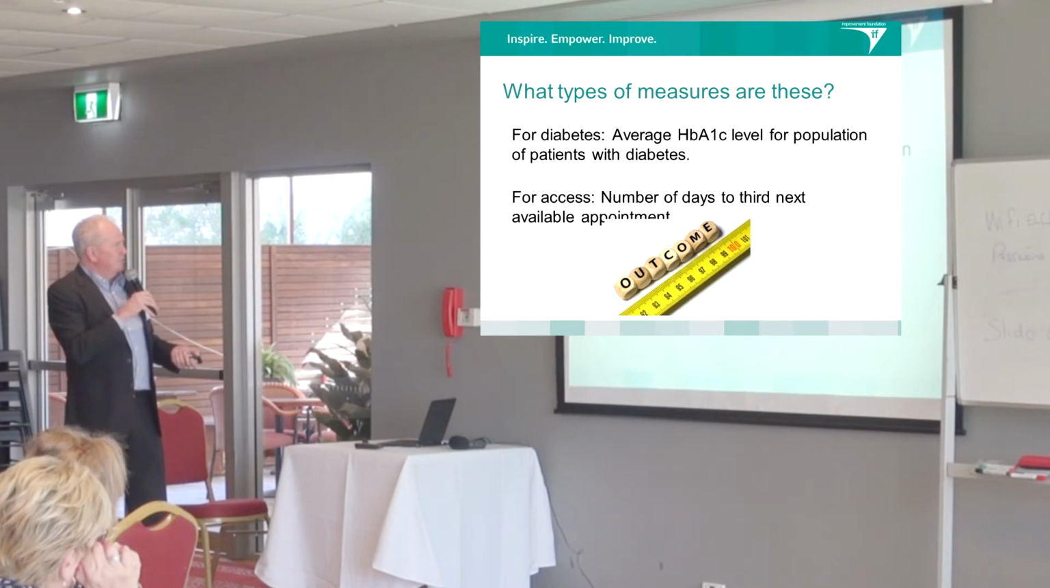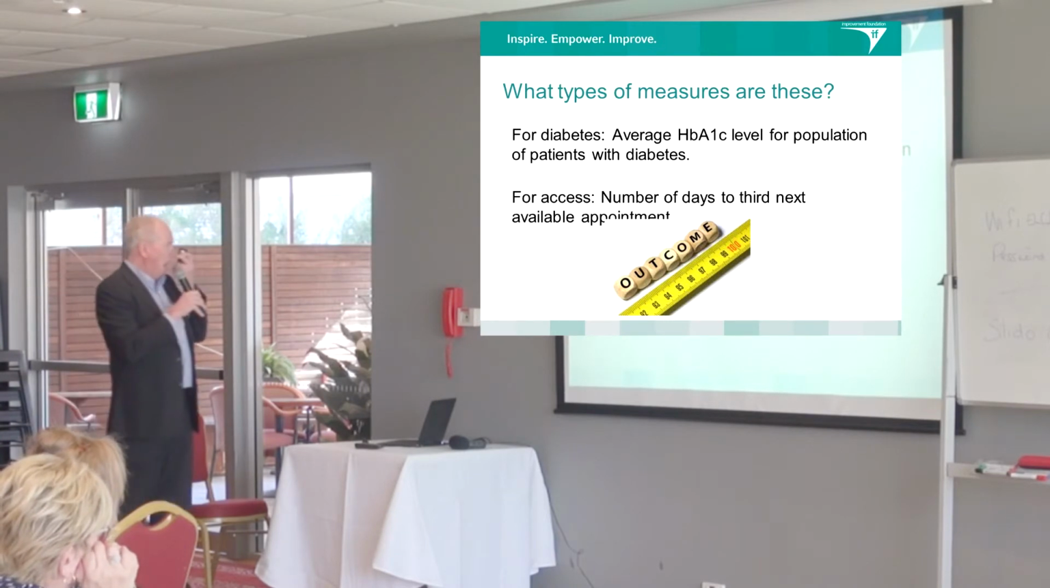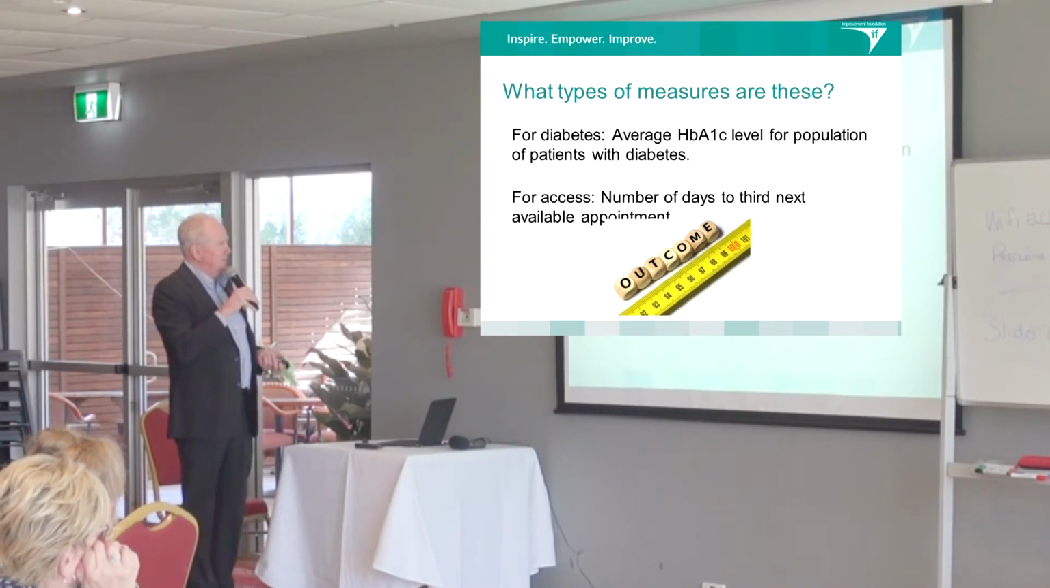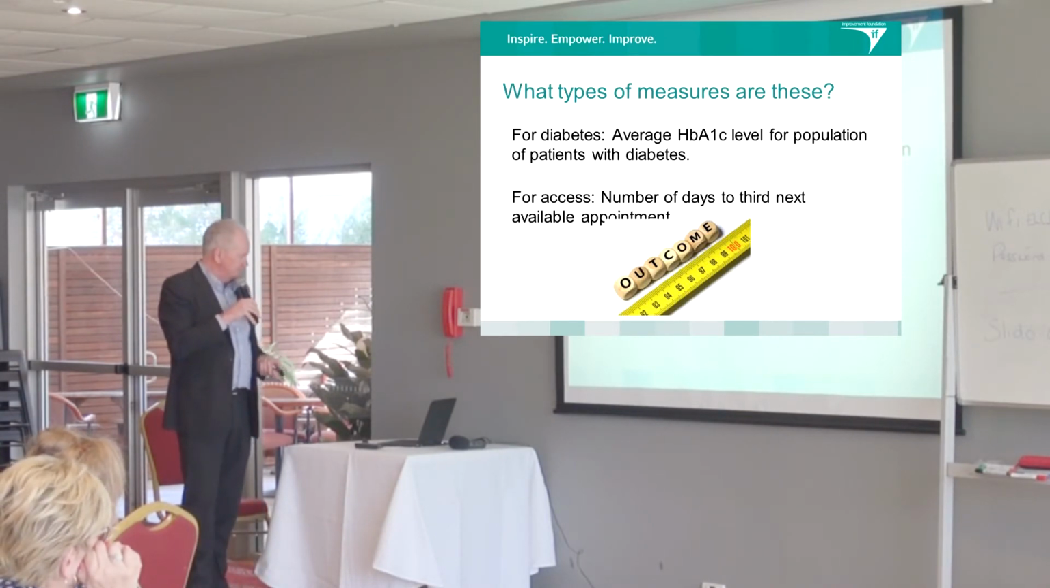Okay, so just from this one here, we've got diabetes HbA1c. Anyone have an idea what type of measure that would be? Average HbA1c level for the population of patients with diabetes.